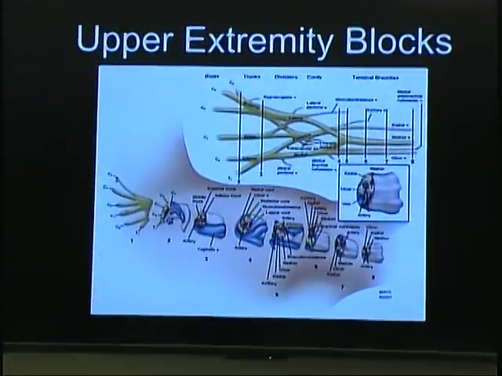Yeah, getting to the nerve. Okay, interesting. Yeah, so upper extremity blocks, brachial plexus.